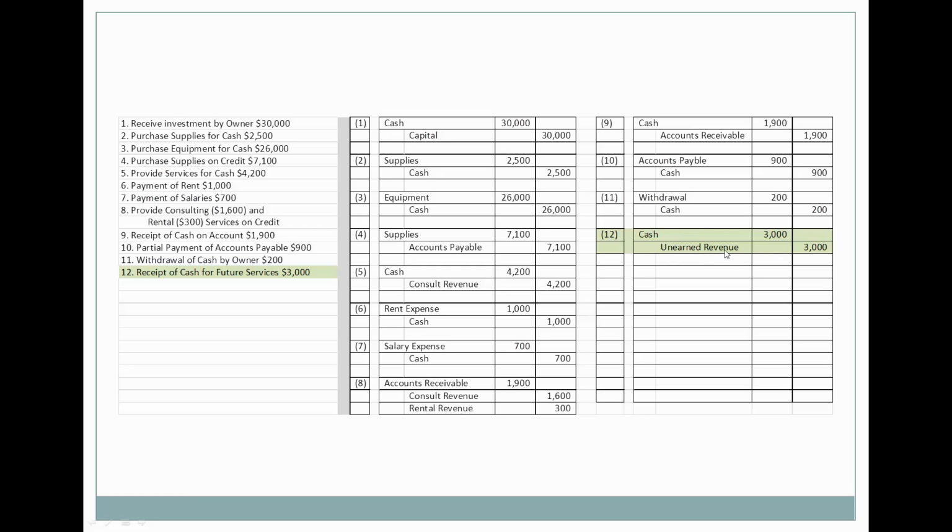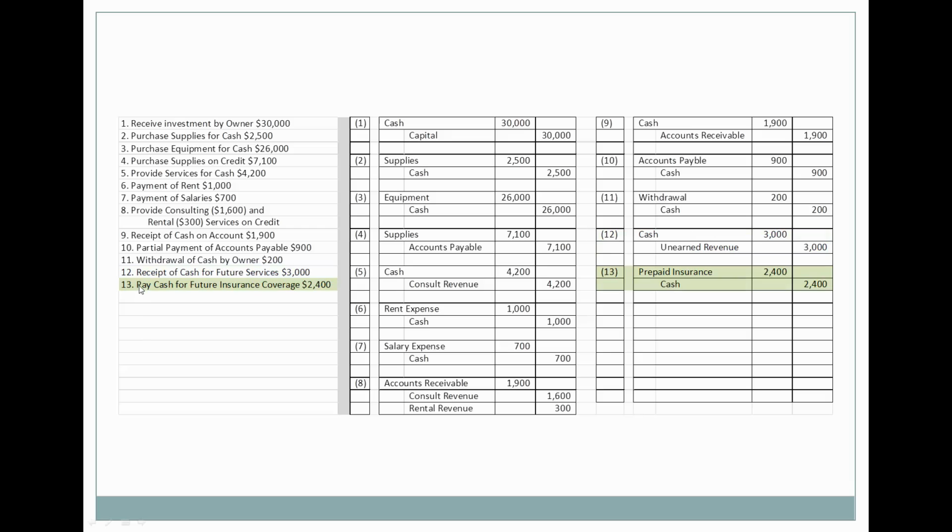Now a word about unearned revenue. It is a liability, so if this client were to call us back the next day and say they want their money back, we would have to give it back because we haven't earned the revenue yet. So it's a liability. It's services that we owe in the future to this client.